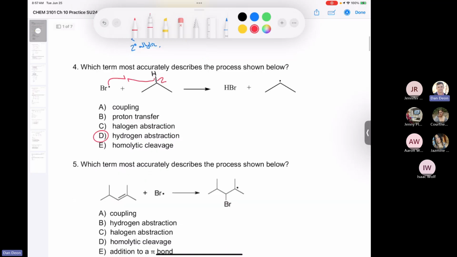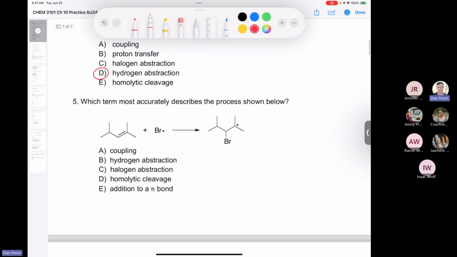Okay, next one, most accurate description here. So we have a double bond. We're adding a bromine radical to it. And so it's definitely not a coupling because coupling is the same thing as termination. It's not a hydrogen abstraction. It's not a halogen abstraction. It's not a homolytic cleavage, right? It's not something like this. This would be a homolytic cleavage, okay? It's not that. It's the addition to a pi bond, right?